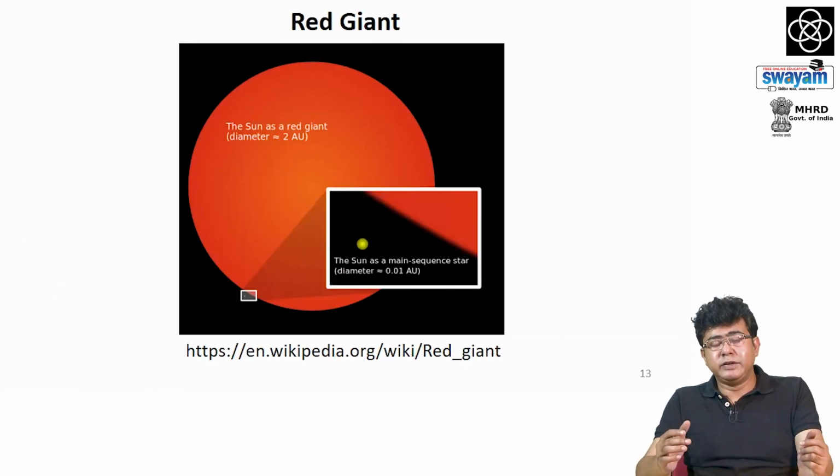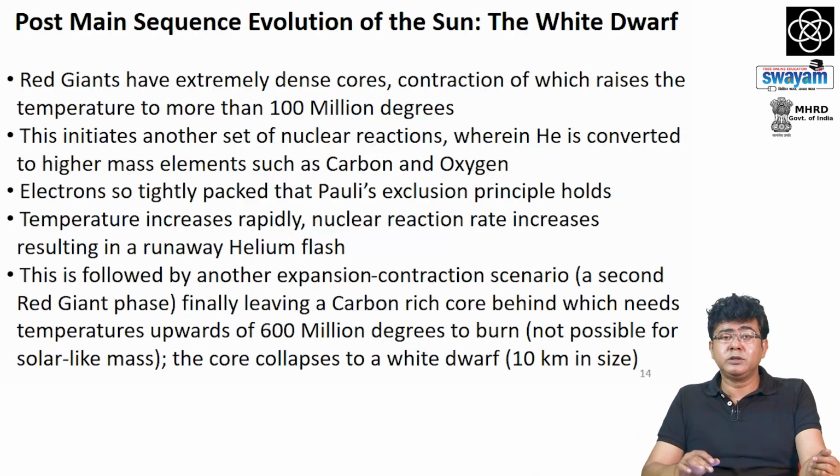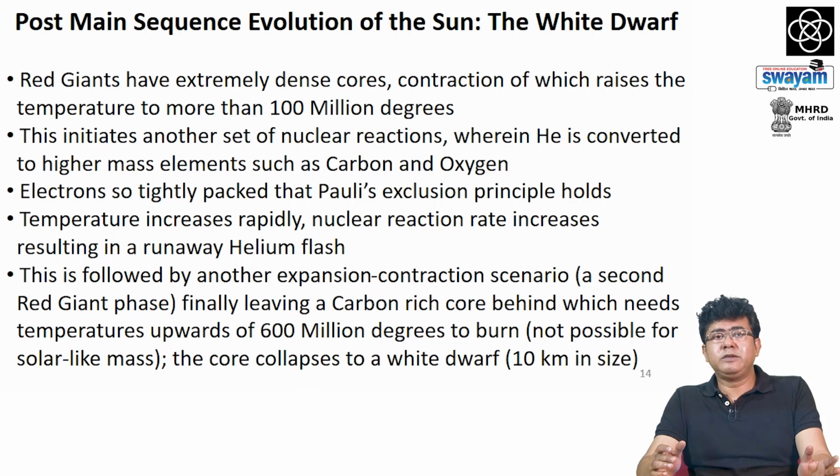In the red giant phase, the radius of the star is on the order of something like 2 astronomical units, which is twice the present sun-earth distance. So, when the sun becomes a red giant, the outer layers are going to engulf all the inner planets, including the Earth. Finally, once it reaches the red giant phase, the temperature in the core is something like 100 million degrees, and it's also quite dense, which initiates another set of nuclear reactions which can fuse helium and produce higher mass elements like carbon and oxygen.